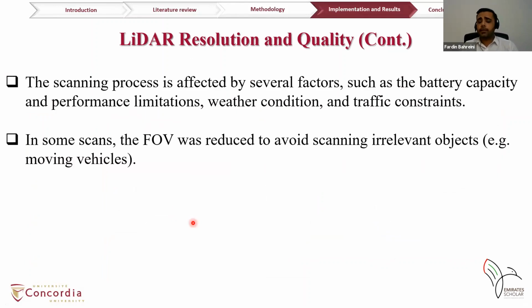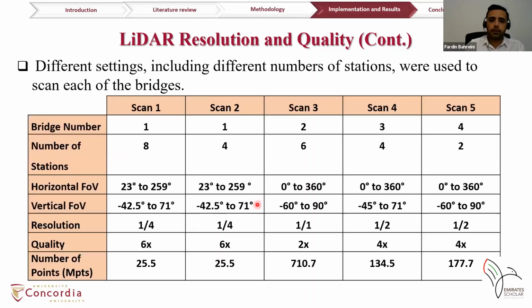The scanning process is affected by several factors such as the battery capacity, performance limitation, weather condition, and traffic constraints. So in this regard, the field of view was reduced to avoid scanning irrelevant objects in some of the scans. For example, as you see in scan 1 and scan 2.